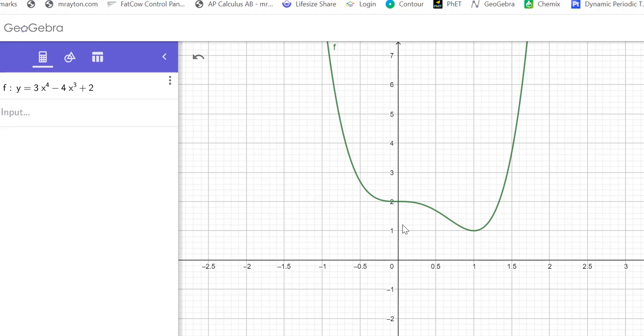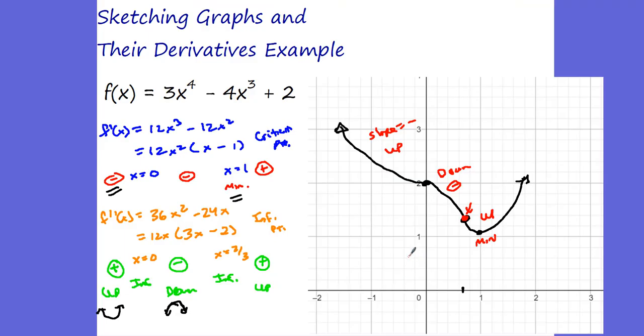I did a great job at sketching. Yeah, I'll pat myself on the back. Pat, pat, pat. Great job, Bobby Yaton. That is a super duper job at sketching that graph.